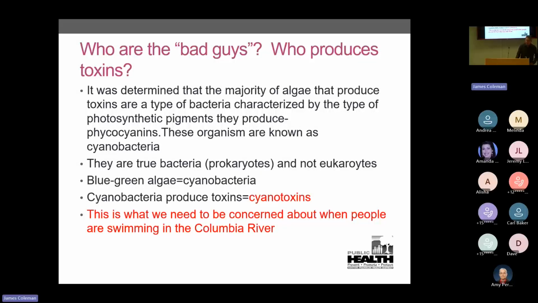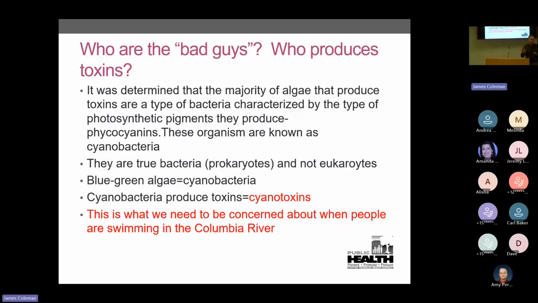So who are the bad guys? Like I said, not all algae produce toxins. There's a specific group of algae that produce toxins, and they are called cyanobacteria. And they are true bacteria. For those of you that took college biology, the bacteria are the prokaryotes, the tiny little single-celled organisms. Eukaryotes are the types of cells that we have. Anyway, these cyanobacteria are true bacteria.